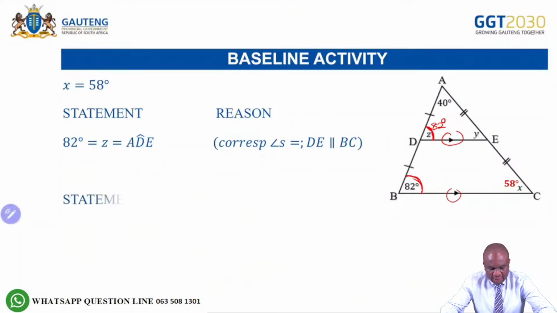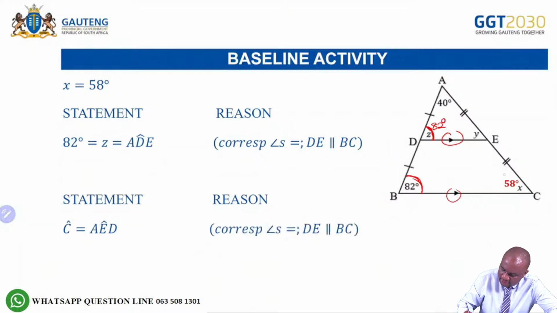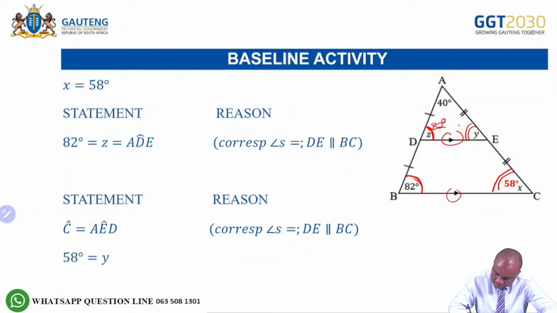Okay, and then what about Y? Y again is corresponding to X, so these are corresponding angles. So Y is equal to 58 degrees. Okay, that's what you're supposed to do there in our baseline. We're done with our baseline.